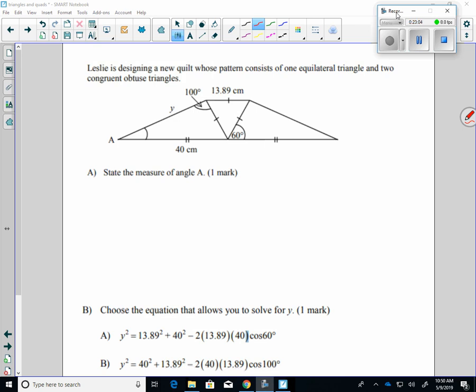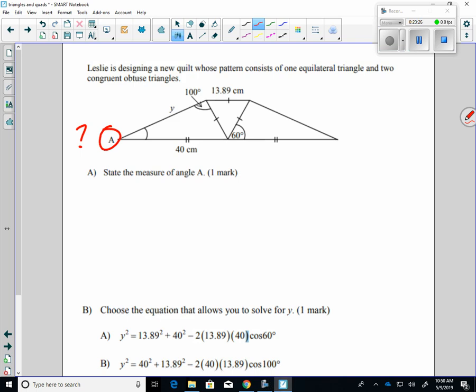Leslie is designing a new quilt whose pattern consists of 1 equilateral triangle and 2 congruent obtuse triangles. Okay, right away the language is tough. State the measure of angle A. So they're asking us for angle A. They want to know what's angle A.